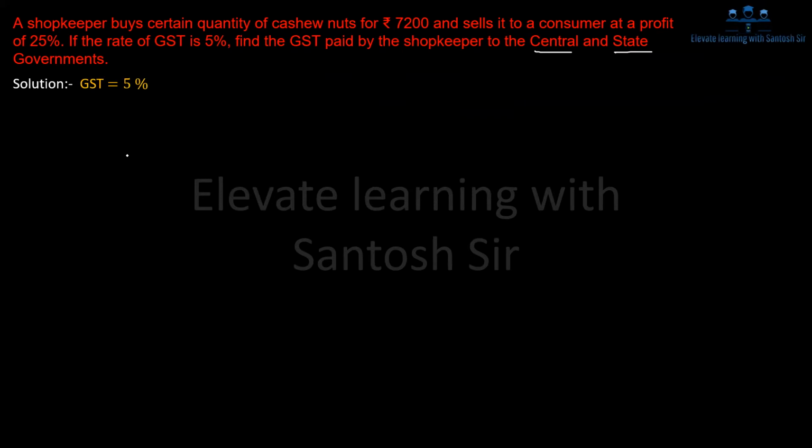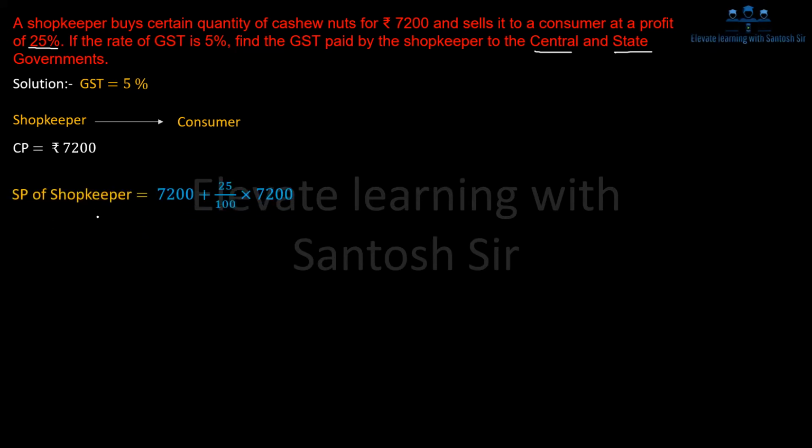We know that the GST charge is 5%. Here, there are two people in the chain, the shopkeeper and the consumer. We know that the shopkeeper buys certain cashew nuts for rupees 7200. So for the shopkeeper, the cost price is 7200. But while selling, he is making a profit of 25%. So we don't know the exact selling price.